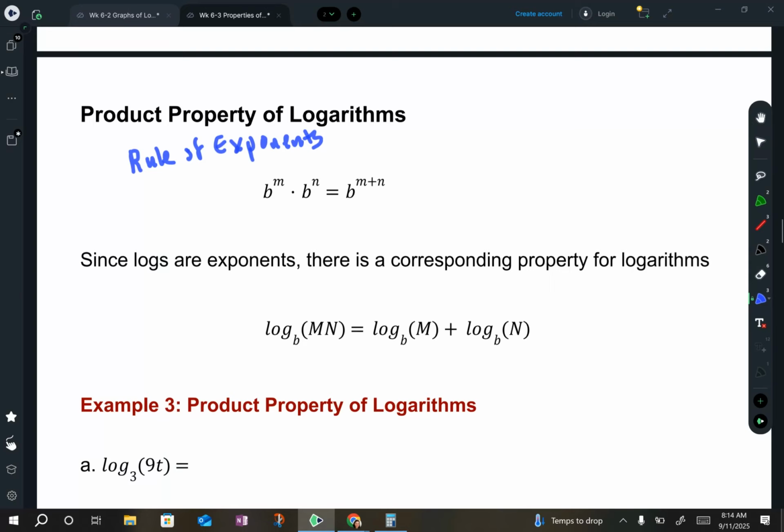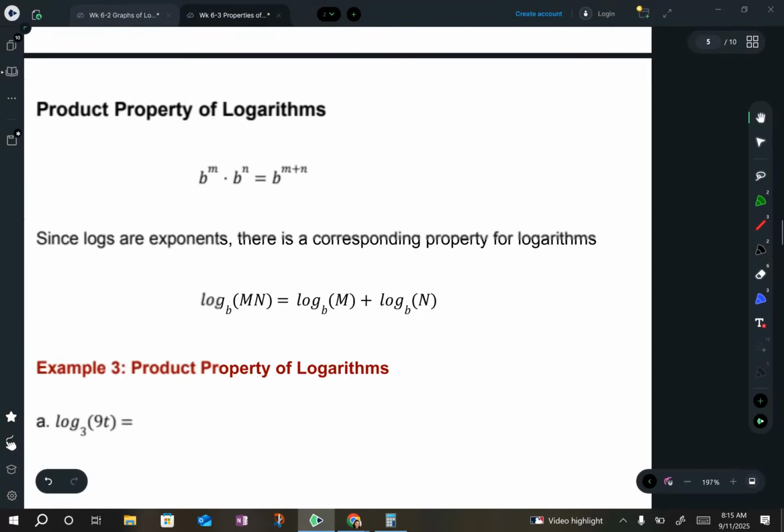So if we want to write this in number form, it's like saying that 2 to the 5th times 2 squared would be equal to 2 to the 7th. And that makes sense because if you write this out, you really have 5 2's and then 2 more 2's, and that gives you a total of 7 2's. So that's how that exponent property works. Hopefully, if you've forgotten that, you're remembering it now. Since logs are exponents, this property carries over to logs, and it looks like log base b of a product, m times n, equals log base b of m plus log base b of n. So we use this to simplify expressions.